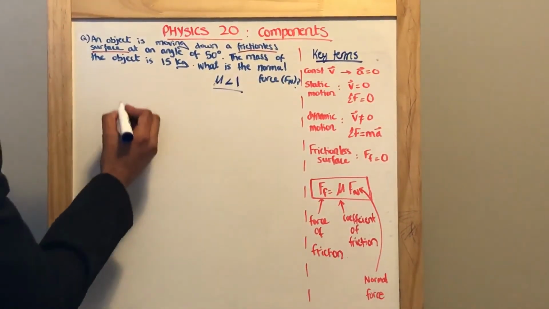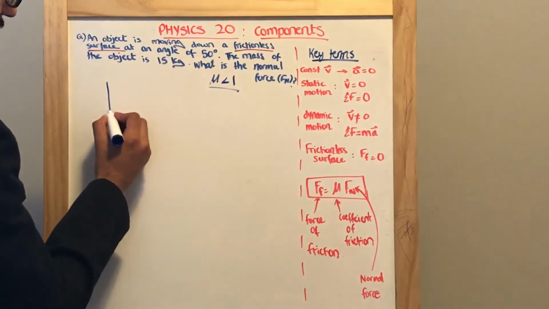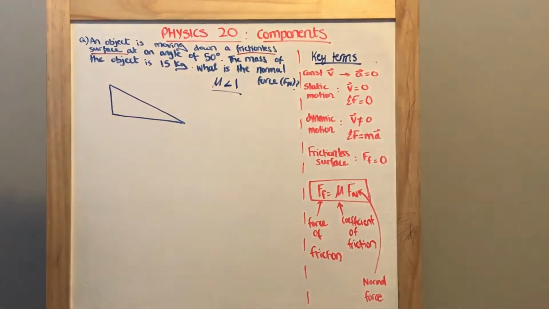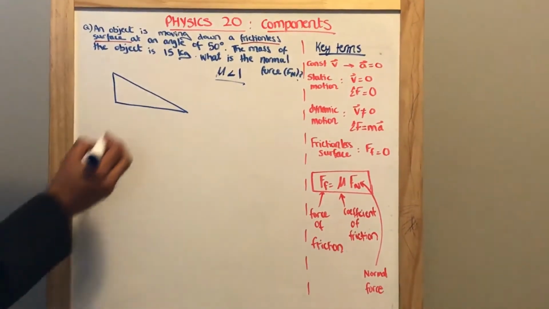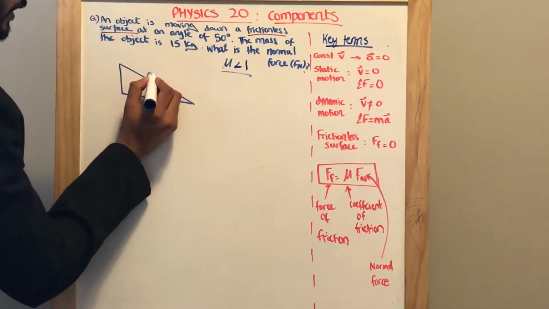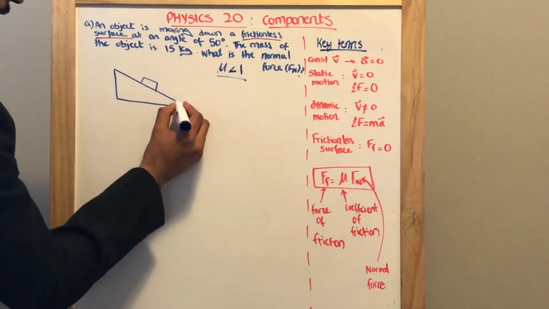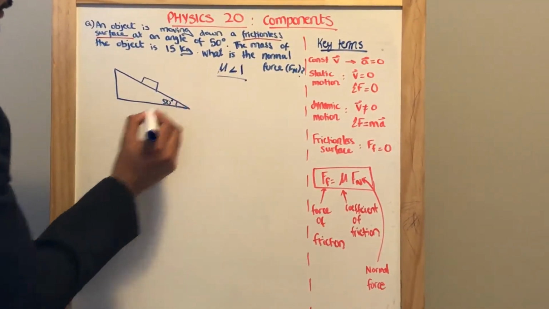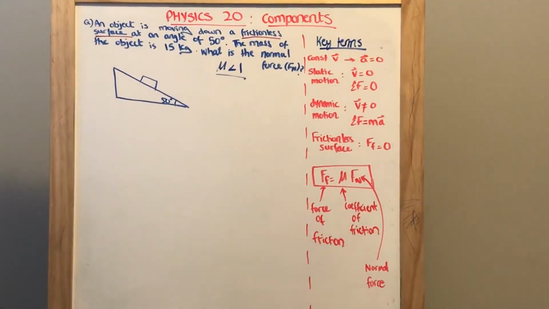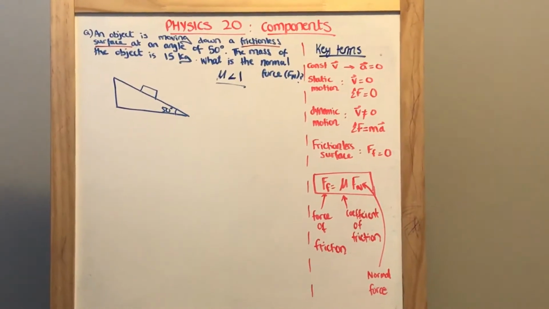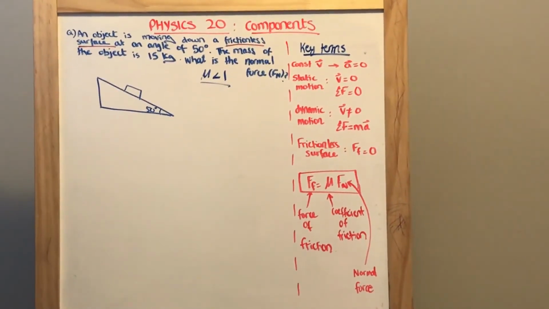In order to do these questions, it's very useful if you start off with a diagram. So this is what my inclined plane is going to look like. I'm going to have the object somewhere along this line. In terms of the angle or the slope, it's at 50 degrees. Now we're going to be drawing in the forces. So it's very critical that you get this part right. If you don't, then the rest of it is going to be incorrect.